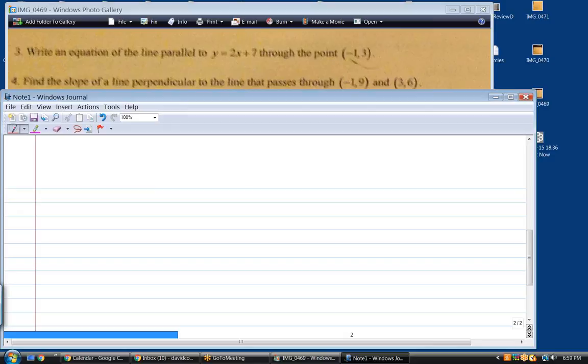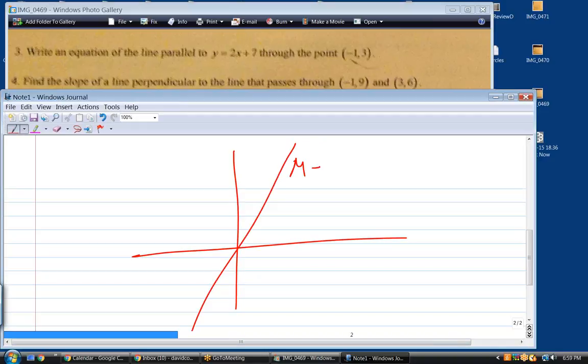In other words, if I have a line here with a slope of 2, m equals 2, and I draw a line perpendicular to that line, then what's the slope of this line? Negative 1/2. You have to do 2 things, not one thing. You have to flip it and change the sign. Always remember you have to do 2 things.